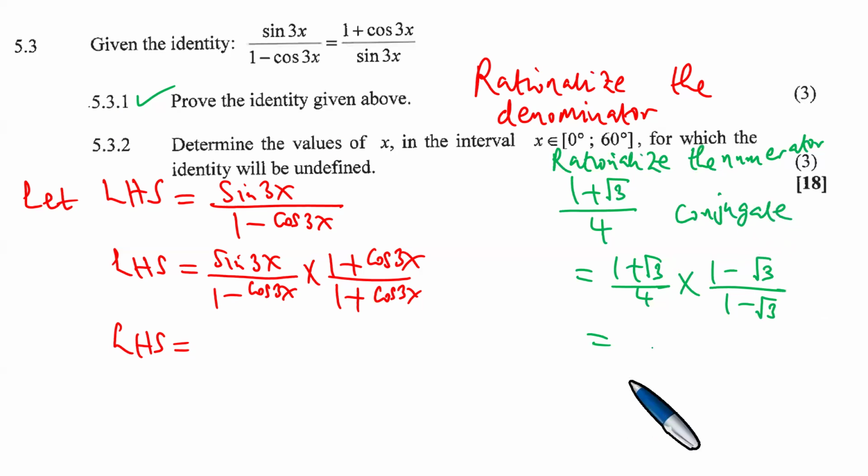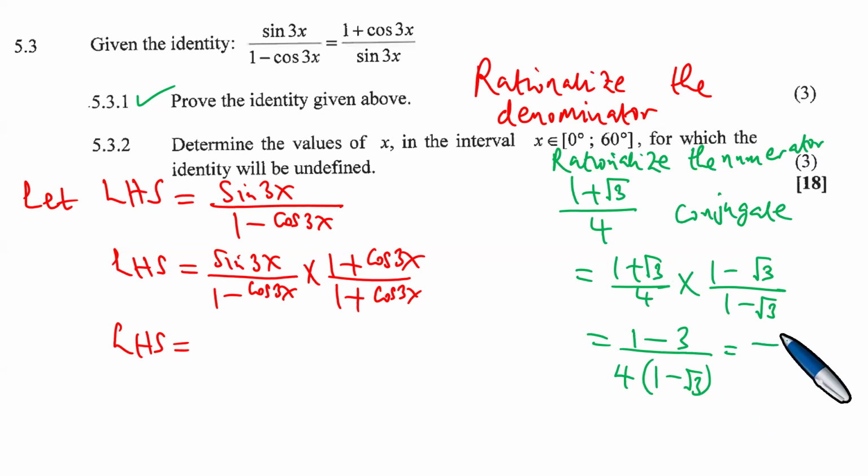If we multiply by the conjugate, we change the sign in the middle, and then 1 by 1 is 1. Multiply the square root of 3 by negative square root of 3, and you get negative 3. So 1 minus 3 is minus 2, over 4 open bracket 1 minus the square root of 3.